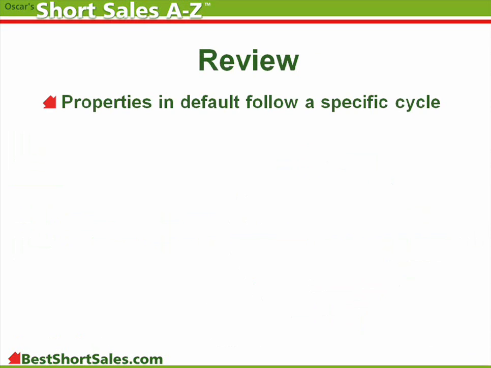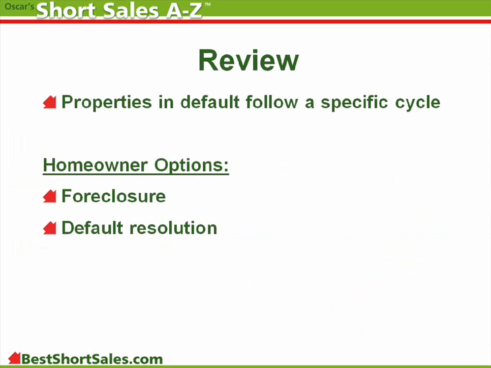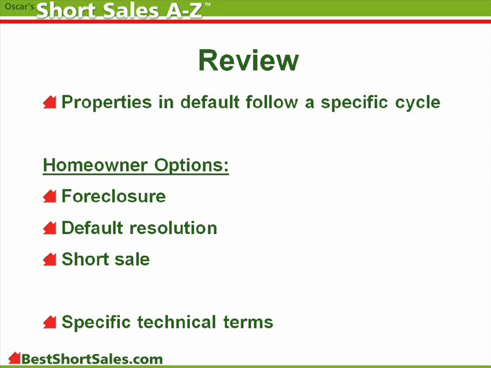Review. Properties in default follow a specific cycle. Homeowners in default have 3 options: foreclosure, default resolution, and short sale. Each aspect of the foreclosure cycle has a specific technical term.